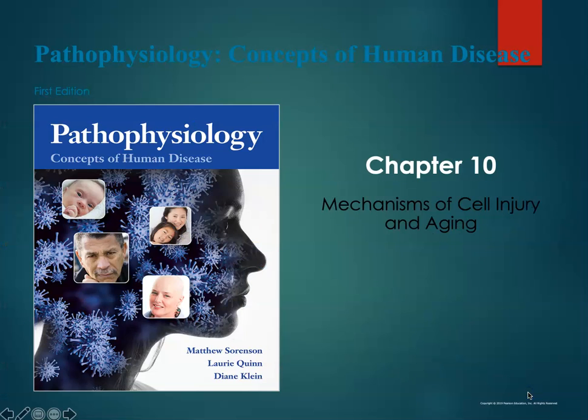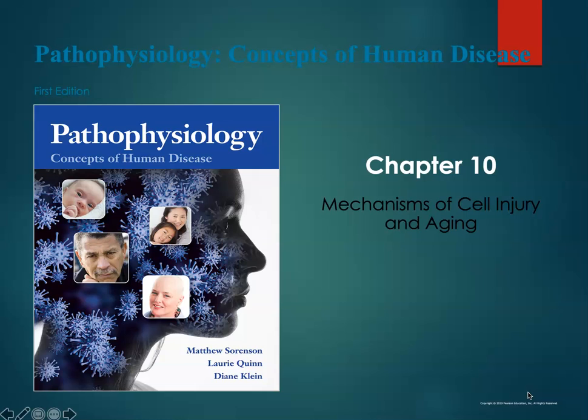Okay, hi everyone. This is the lecture on chapter 10, which starts the new unit, right? Remember this new unit, unit 4. We're going to talk about cell injury, we're going to talk about inflammation, and then we're going to talk about altered cell growth and regulation. So chapters 10, 11, and 12. And so we're going to talk today about the first chapter, chapter 10.